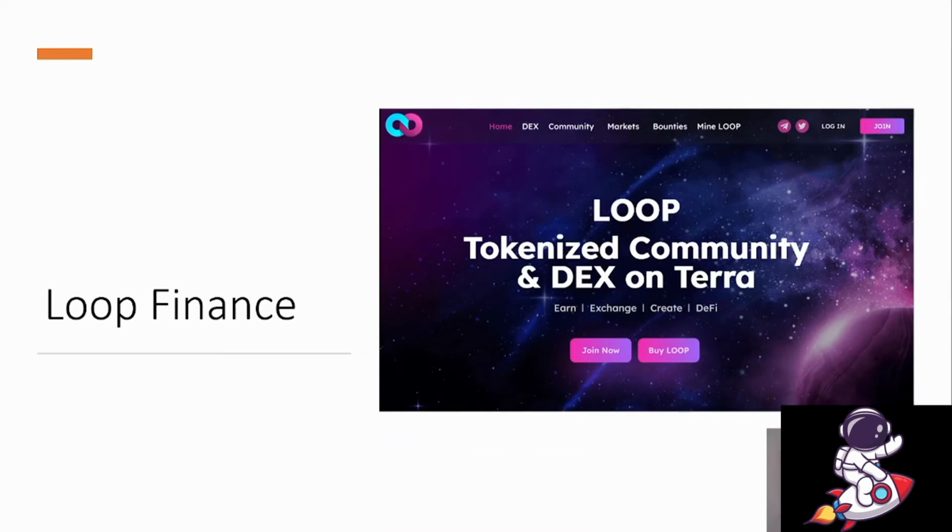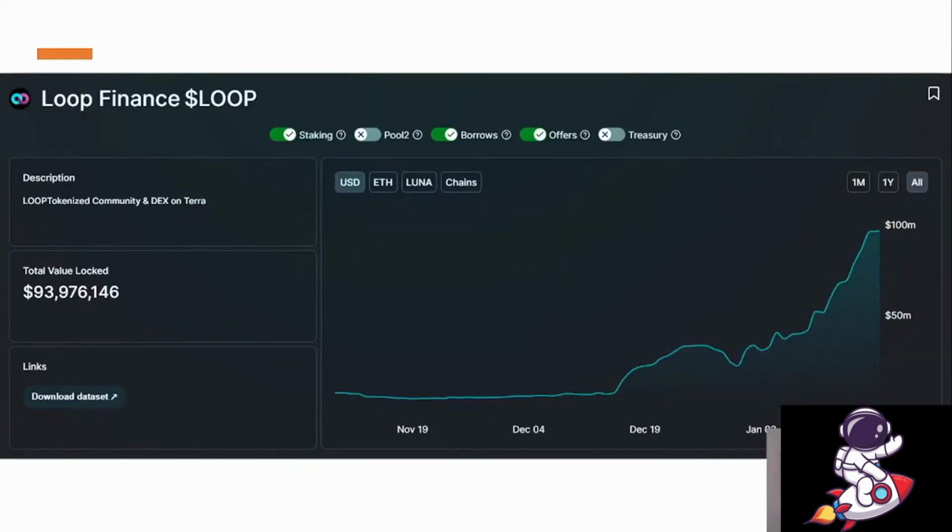Thank you. The next project on the list is number 3, Loop Finance. Loop Finance is a decentralized exchange that has helped over 75,000 users do 900,000-plus transactions with Terra tokens. Nowadays, it has a TVL valued at $26 million.